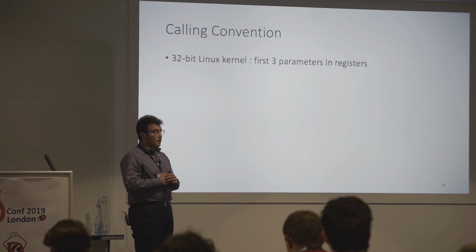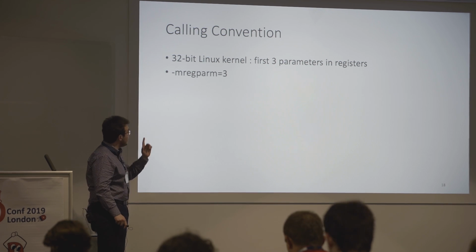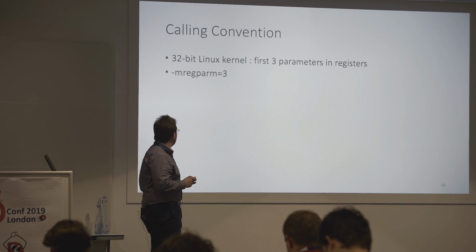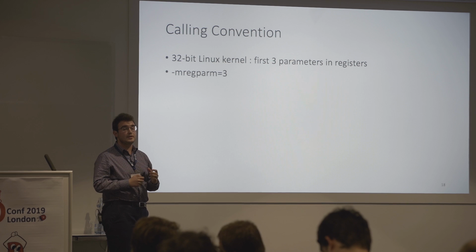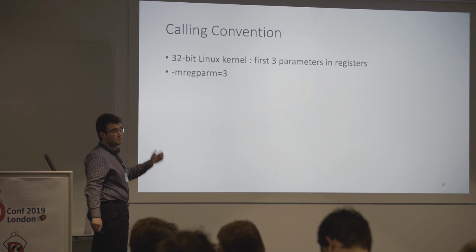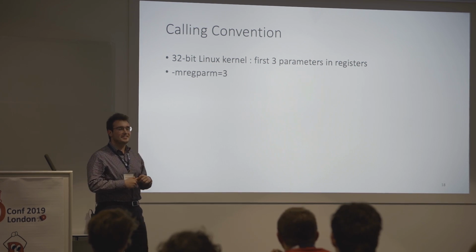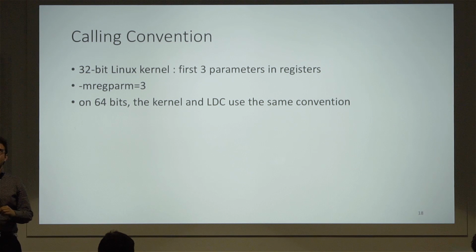We've learned that the 32-bit kernels are compiled by default with the -mregparm=3 GCC flag that tells the compiler to pass the first 3 parameters in registers, and if there are more, to place them on the stack. How did we solve this problem? We compiled the kernel for 64 bits. On 64 bits, the kernel is using the standard System V calling convention. That means the first 6 parameters are placed in registers, and if there are more, they are placed on the stack. On 64 bits, LDC is doing the same.